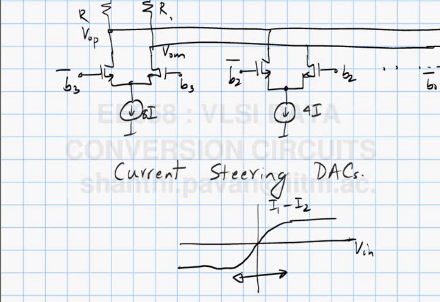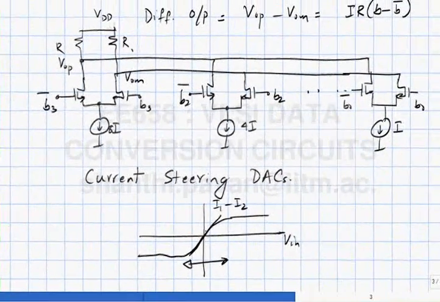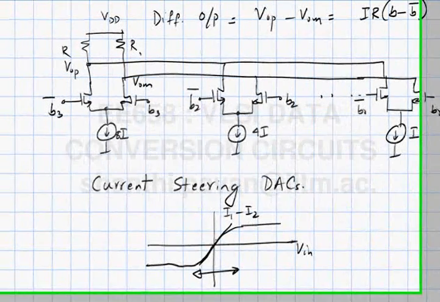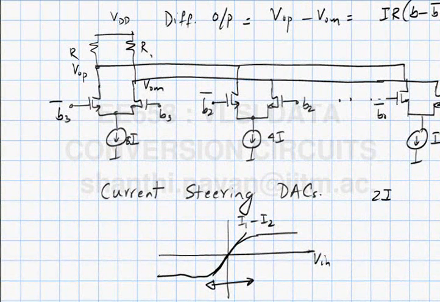What does that width depend on? It depends on the VGS minus VT of the transistors, correct? So please note that this slope is proportional to the gm of the transistors. If the slope is very small, it basically means that the gm is small. For a given current, if the gm is small, what does it mean? For a given current, the transconductance of a transistor is proportional to 2I by VGS minus VT. So if the slope is small, it means that the overdrive voltage, the VGS minus VT of the transistors, is large.